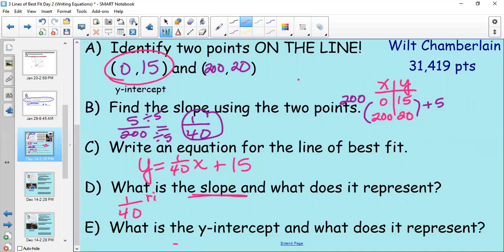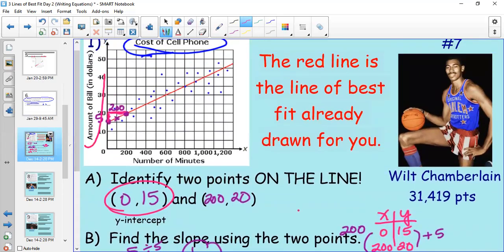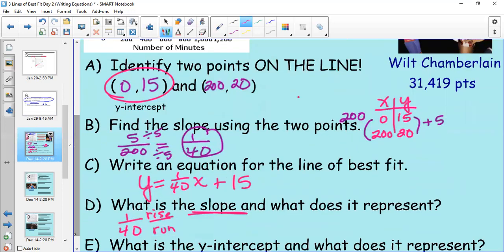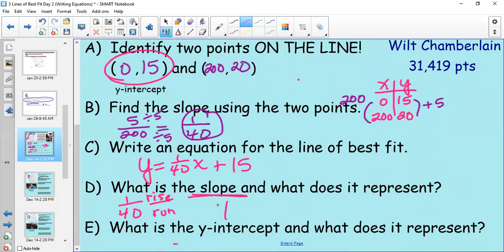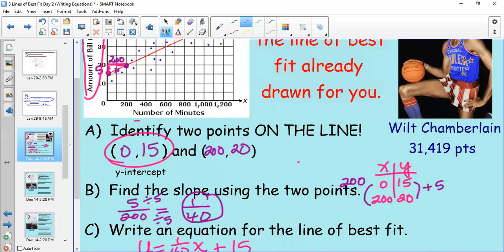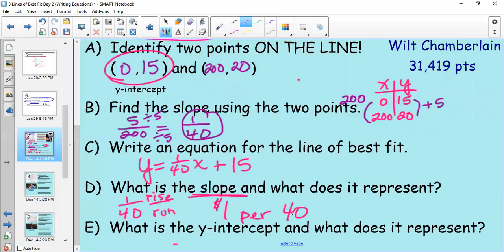So again, it's rise over run. So look at your axis that rises. That would be your amount of the bill. It says in dollars. So this is $1 per. Now you're used to just saying per something, but this time, since it's 40, we have to actually say $1 per 40. Look at your running axis. That is minutes. So it is $1 per 40 minutes of being on your phone.